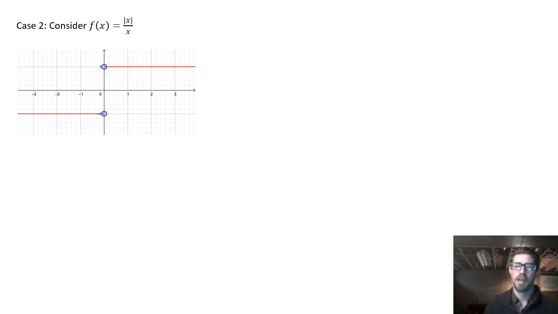Okay, second case, and this is a little weirder. So again, I just kind of constructed a weird function because it illustrates a point. This function is absolute value of x over x. So we have a graph, but think about why this thing looks this way. If x is any positive number, like 2, 3, then the absolute value of x is just x. So if x is positive, absolute value of x over x is just 1, right? It's just the same as x over x, which is always 1.